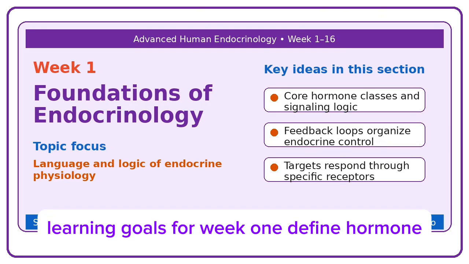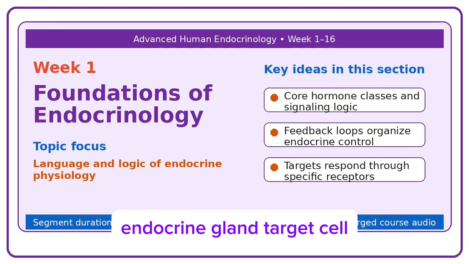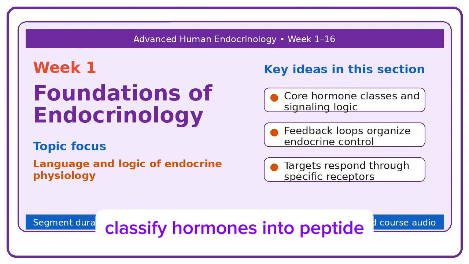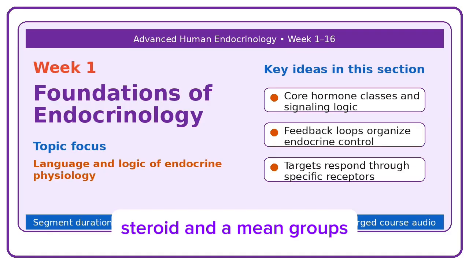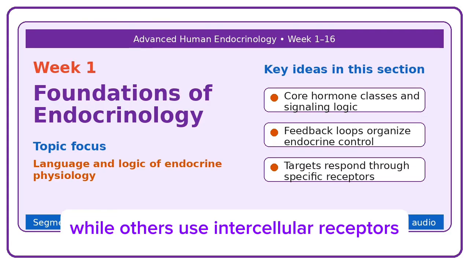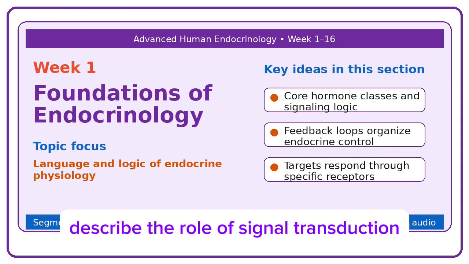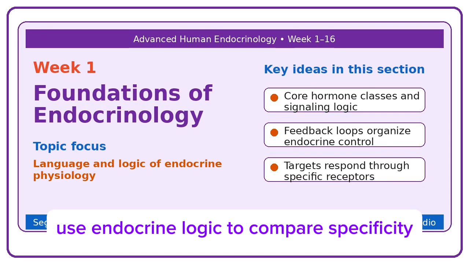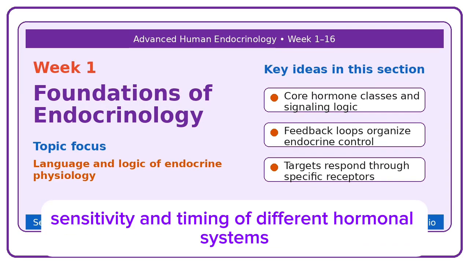Learning goals for week 1. Define hormone, endocrine gland, target cell, and receptor. Classify hormones into peptide, steroid, and amine groups. Explain why some hormones act through cell surface receptors while others use intracellular receptors. Describe the role of signal transduction, amplification, and feedback regulation. Use endocrine logic to compare specificity, sensitivity, and timing of different hormonal systems.